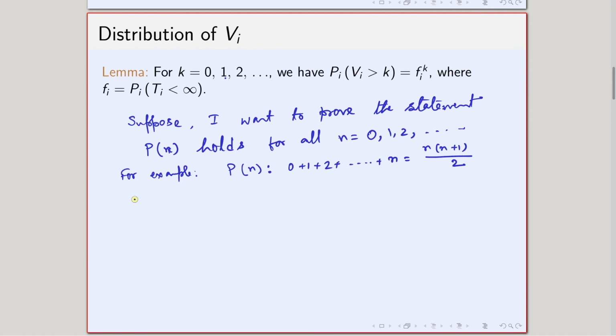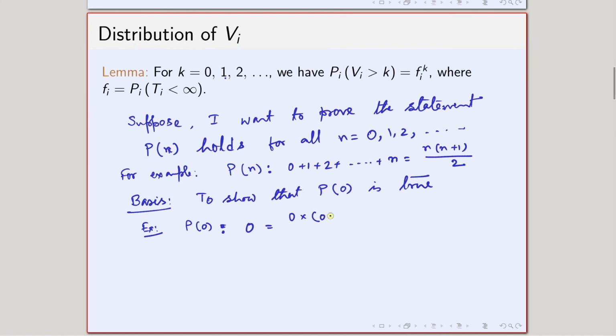The way of mathematical induction goes like this. We generally show step 1, which is called the basis. The basis is to show that P_0 is true. In our example, P_0 is basically 0 equals 0 into 0 plus 1 divided by 2. I take n equals 0 here, and I need to show this, and this is trivially true in this case.